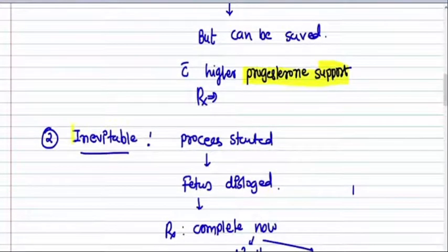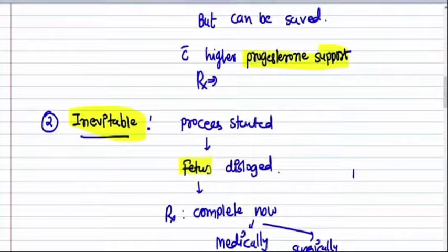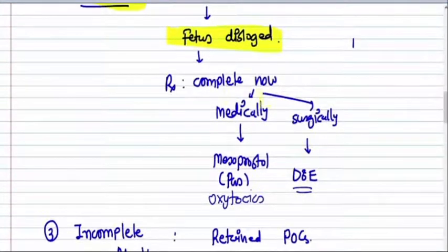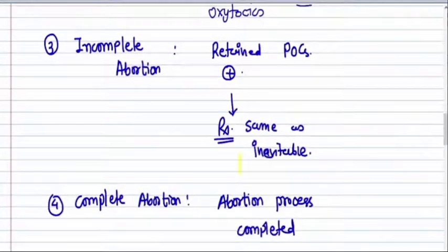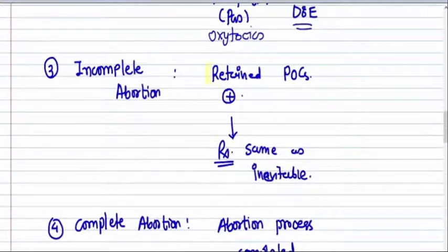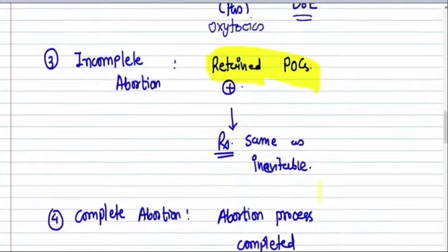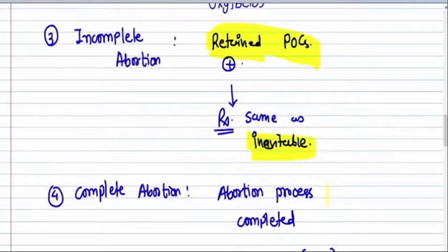The inevitable abortion, that means the process of abortion has been started, the fetus has been dislodged, now nothing can be done. What can be the treatment? It is to complete the abortion either medically with oxytocics like misoprostol, oxytocin, or surgically by dilatation and evacuation. The incomplete abortion, that means there are still retained products of conception present in the uterus. Uterus is not totally empty. The treatment is same as inevitable abortion.